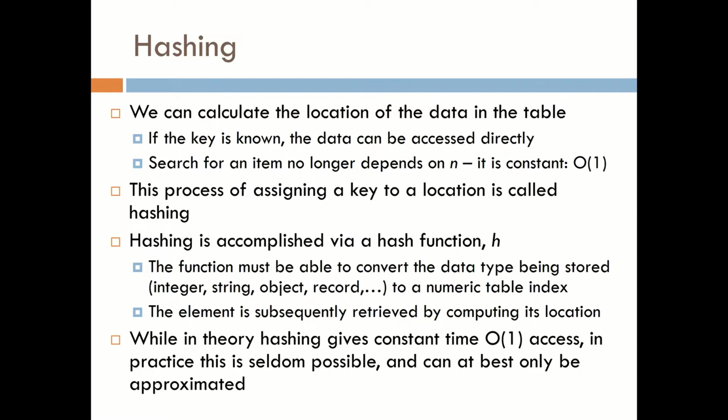As such, then, search for an item no longer depends on n. It is constant because the idea is that I can use the key and calculate the hash function in constant time, whether there are 1,000 items in the data structure or whether there are 100 million items in the data structure. With respect to every individual item, it's a constant cost for actually looking through the table.